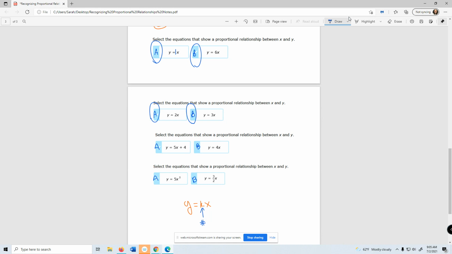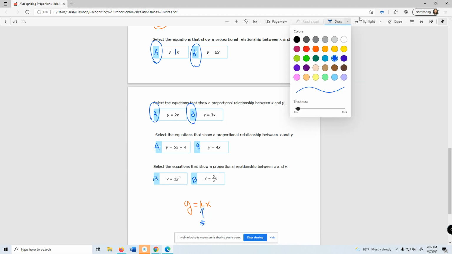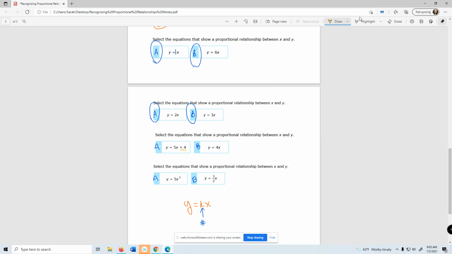In the next set, notice that equation A has this plus 4 at the end of the equation. That would mean the graph for equation A would cross the y-axis at 4 instead of at 0. So from a graphing perspective, we can see it's not proportional. From an equation perspective, notice that y equals kx doesn't have anything added on to the end here. So for this set, only equation B is proportional because it's the only one that's just y equals number times x.